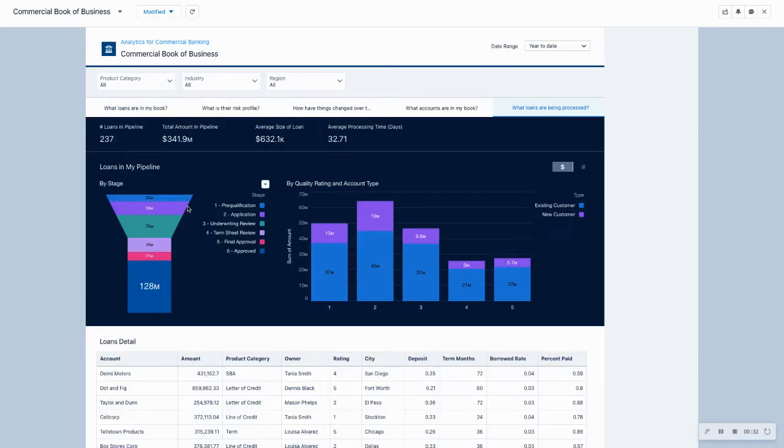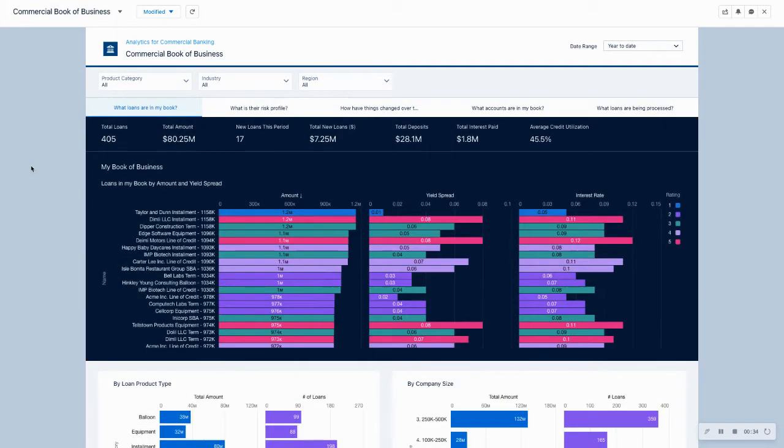What resources are available to me? So first we'll go through what my book of business looks like. So what loans are in my book? We can get an understanding of the loans in my book by yield spread, by interest rate, and by amount. And a quick, easy summary of the total deposits we have, the total interest paid, and the average credit utilization. So really powerful here.